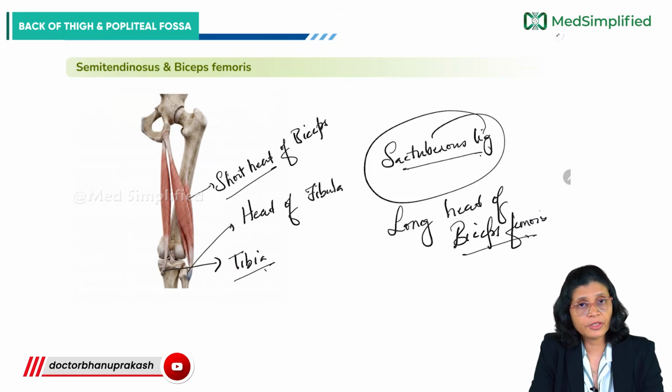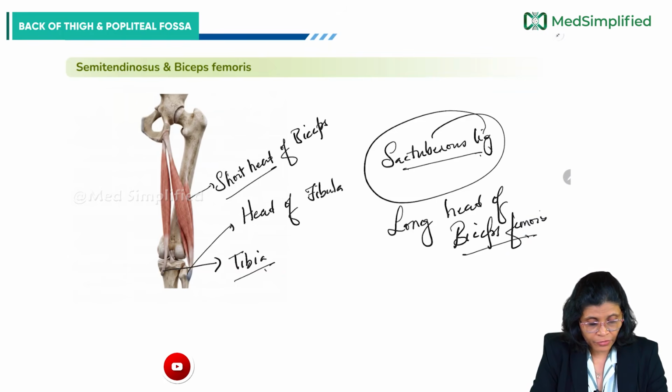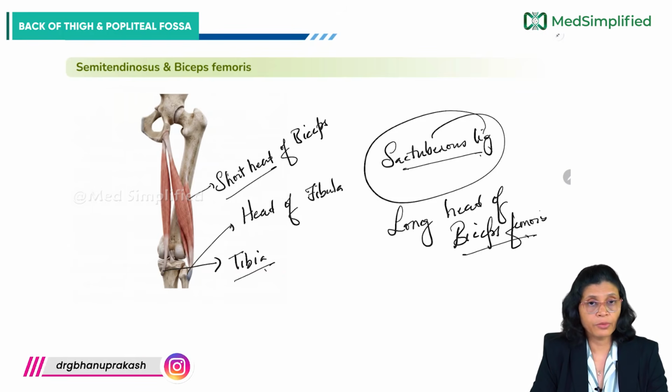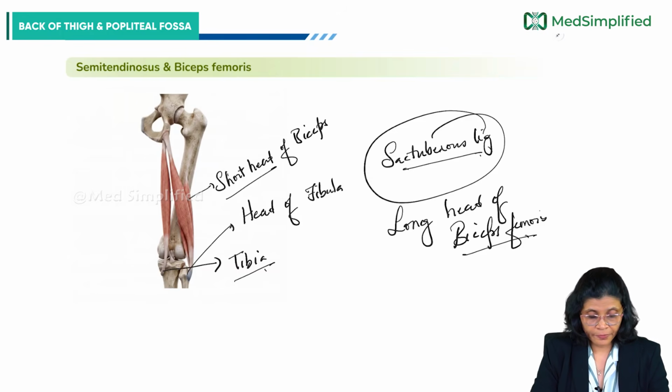The short head of biceps is not a hamstring here. It is not included under hamstrings because its origin, if you see, is from the linea aspera on the posterior aspect. So it is not coming from the ischial tuberosity, though it is getting inserted to one of the leg bones. And second, it is supplied by the common peroneal component of the sciatic nerve.